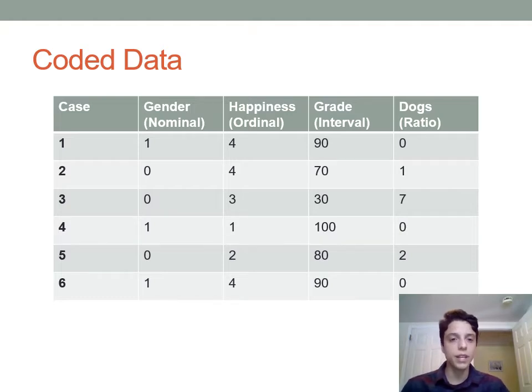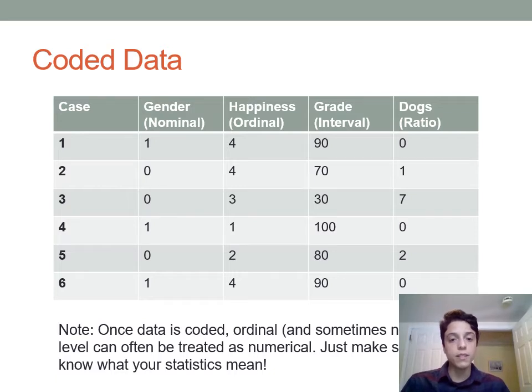As another example, we have case number 3 there. Their gender is coded as 0, which would correspond to male. Their happiness level is somewhat happy. And they received a 30% score on their exam for that 30 there under grade, and they own 7 dogs. So the 7 corresponds to that. So this is how variable coding works. And as I said before, variables are coded like this for the purposes of storing them and analyzing them in statistical programs.